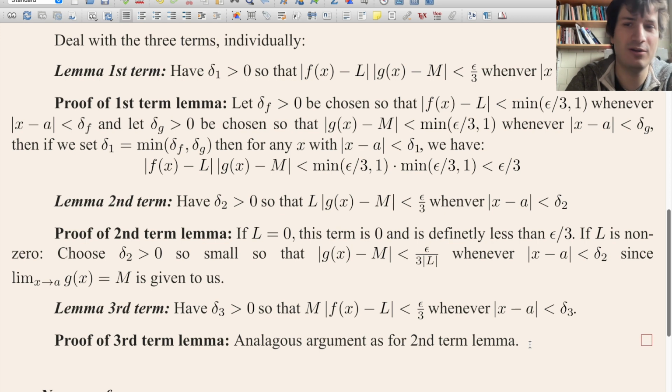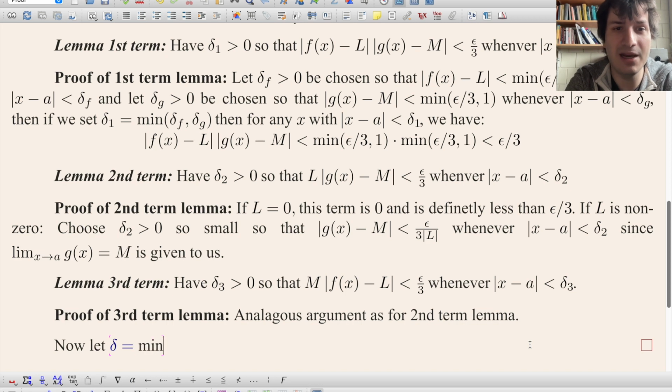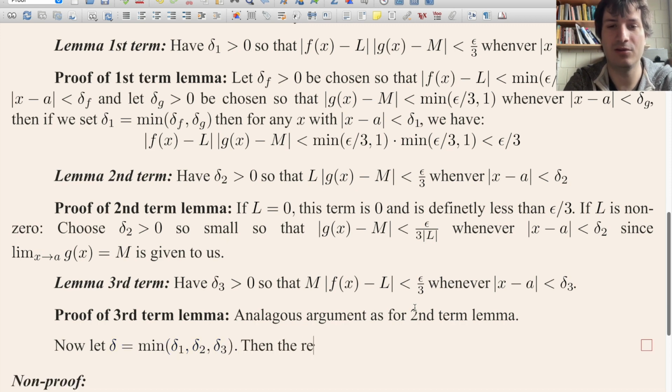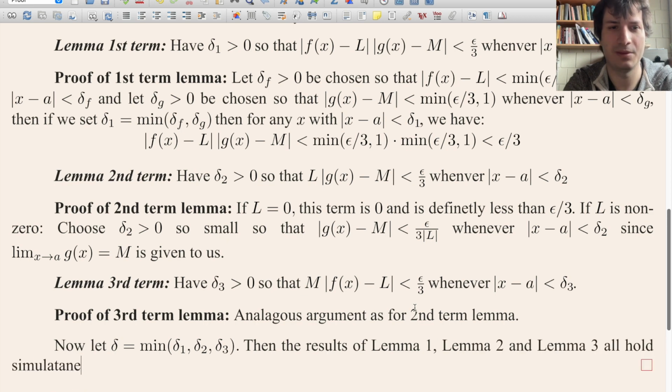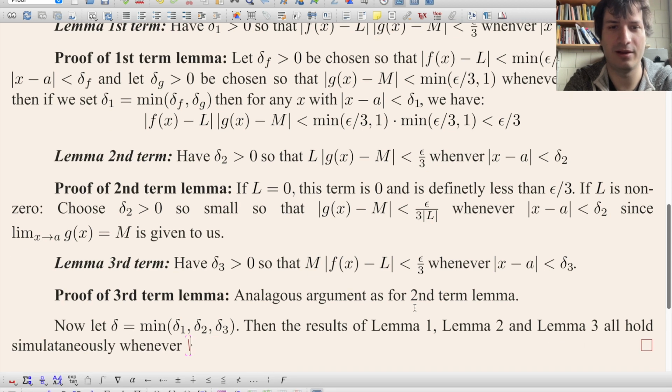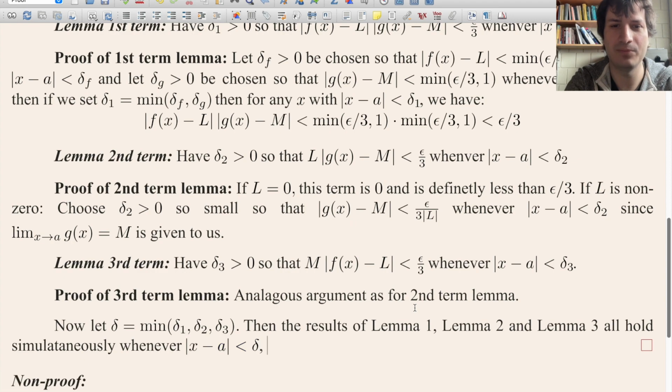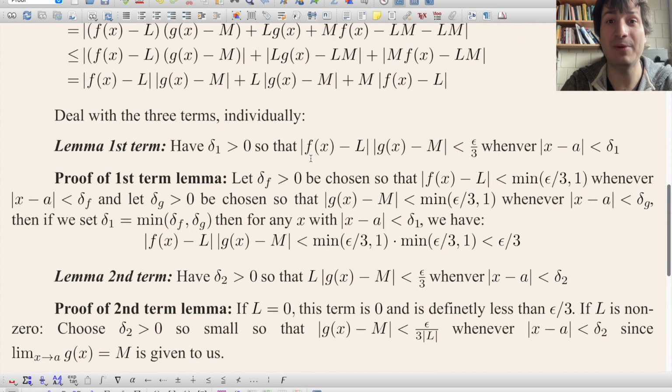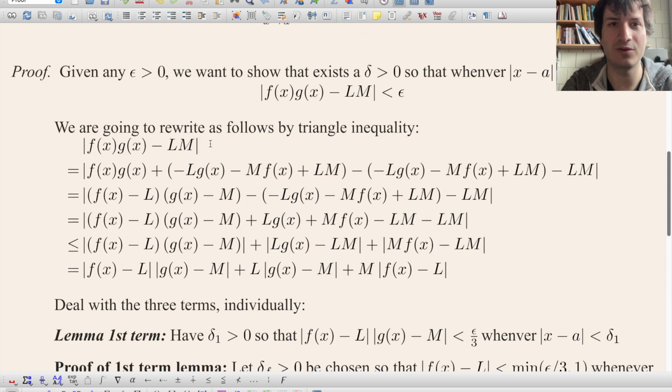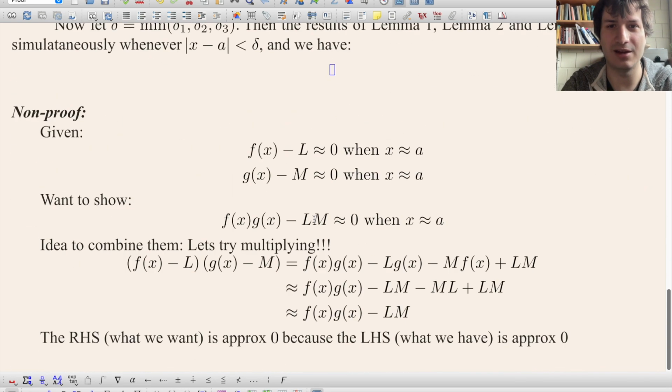Okay, so last but not least, it's like a one-liner to finish it off, which is we're going to say, now, let delta be the minimum of delta 1, delta 2, and delta 3. And this is really showing the reader that, look, we have 3 parts, and we want to take the smallest of those. We're making sure all 3 parts hold. Then the results of lemma 1, lemma 2, and lemma 3 all hold simultaneously whenever x minus a is less than delta. And we have, and I'm going to copy paste the main conclusion that we started with over here, which is the first and last line of the little thing we wrote.